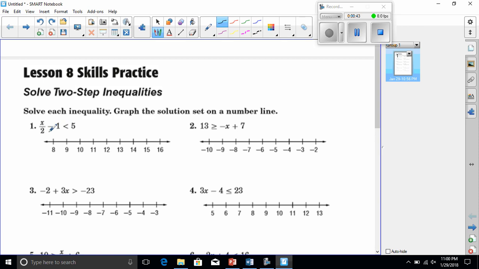So what is the opposite of negative 1? Positive 1. Well, now that I got positive 1 here, I have to remember whatever I do on one side, I will do on the other side. Suddenly, the inequality is a little bit smaller. We've got x over 2 is less than, we're not going to put 0 here because 1 minus 1 is 0. We're going to put this less than symbol, and then we have 5 plus 1. Well, 5 plus 1 is 6.